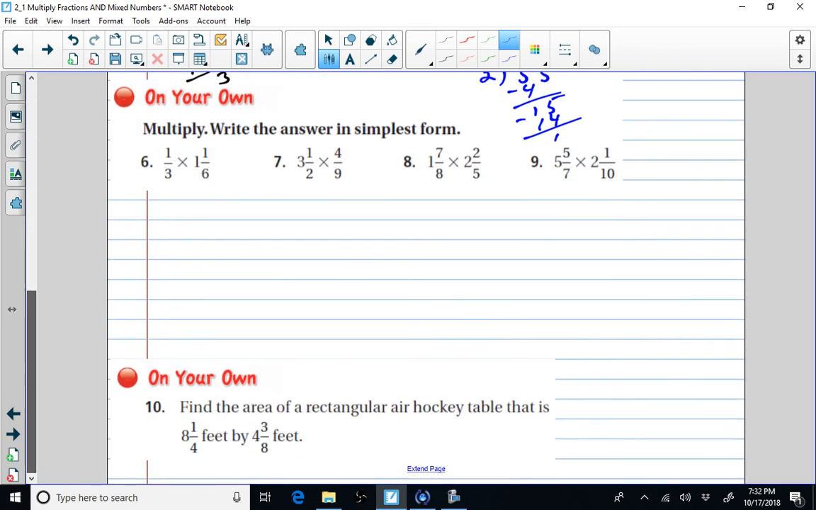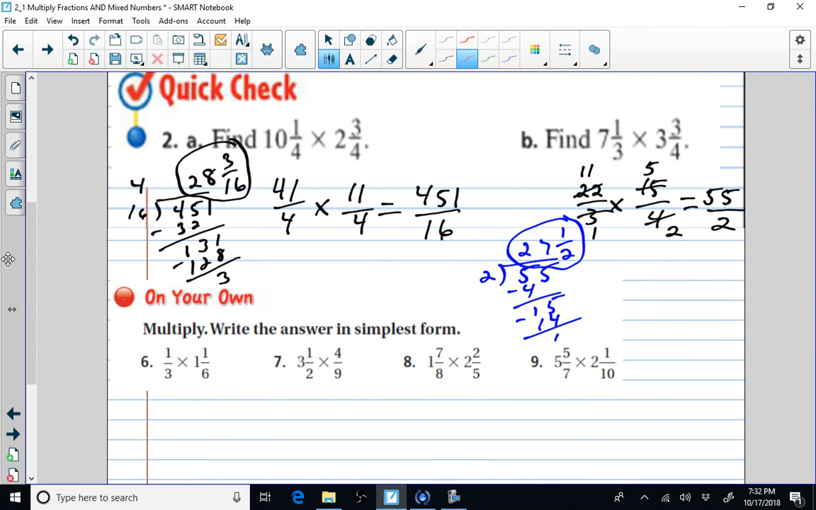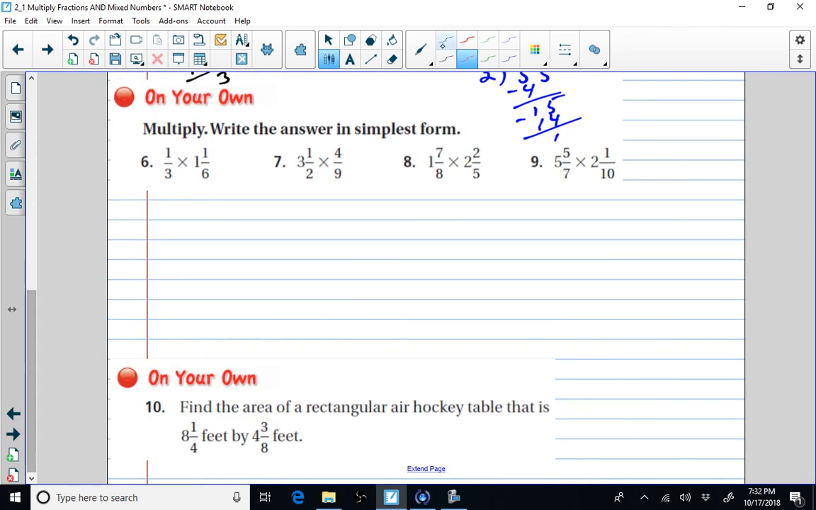All right, why don't you try these last 4 problems on your own. You can pause the video, and I'll go ahead and do the problems, and then you can check your work. Okay, so let's try it. 1/3 times 1 1/6. It's going to be 1 over 3 times 6 times 1 is 6, plus 1 is 7 over 6. I can't divide out anywhere, so I multiply numerator times numerator, denominator times denominator. And 7/18 is a fraction in simplest form.